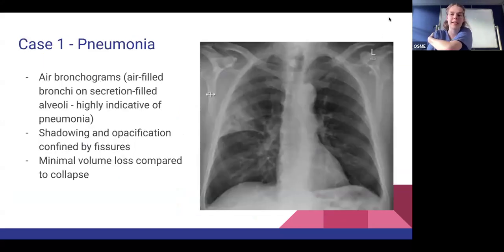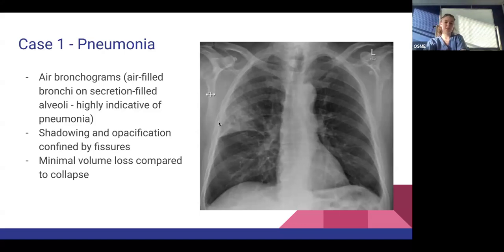So case one is pneumonia. This should show you air bronchograms. So these are air-filled bronchi on secretion-filled alveoli. So patent bronchi, but with kind of liquidy filled alveoli. So that's the classic consolidation picture where you've got all of these lines. These are the bronchi, but they're showing up really clearly because the alveoli are full of liquid.